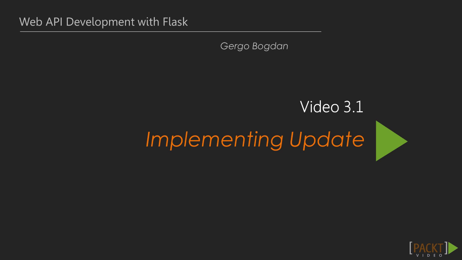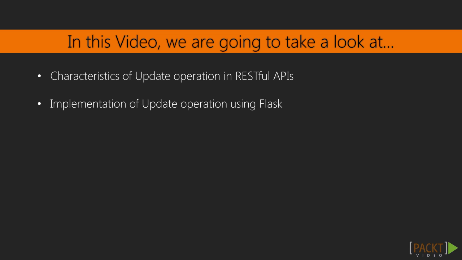By the end of the video you will learn what HTTP verb should be used for update operation and what HTTP response codes should be sent once the update operation has been executed. In this video we are going to take a look at the characteristics of the update CRUD operation, and we are going to review the Flask code which implements this operation.